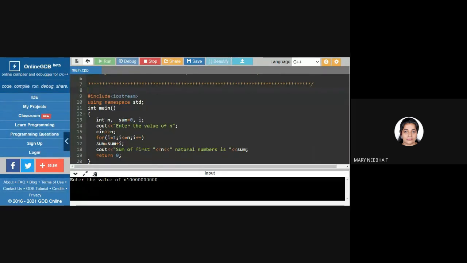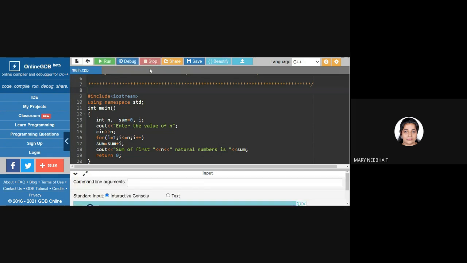So it takes more time, and finally you get some value. It means that you are getting the negative value because it is going beyond the limit. Okay, right. So we'll stop this, as it is taking more time. Now we'll use the second logic.